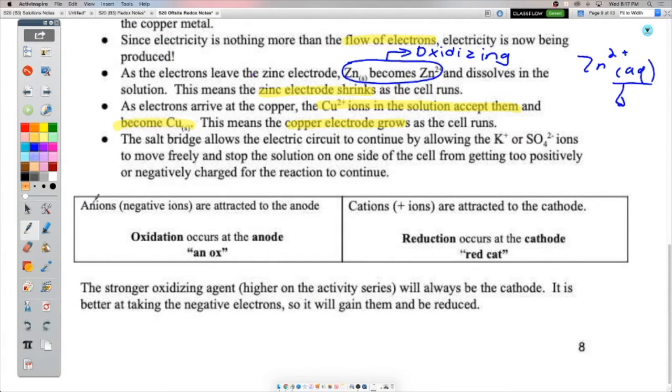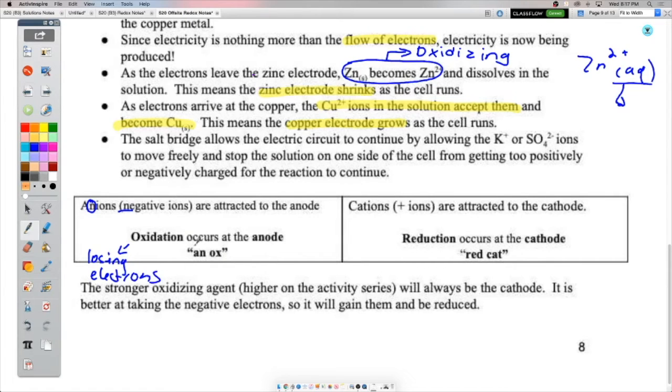Remember, how do you remember what an anion is? The N is for negative, right? Anions are negative ions, okay? And they would be attracted to the anode. So the important thing, oxidation, remember LEO, so oxidation, losing electrons, occurs at the anode.